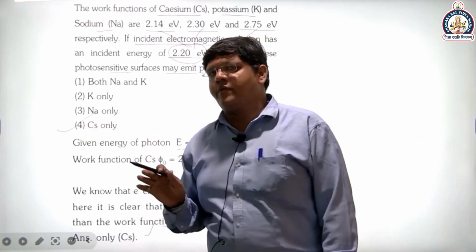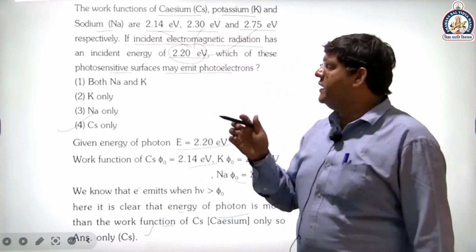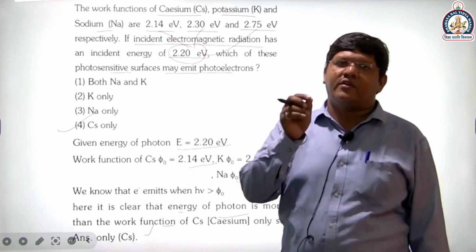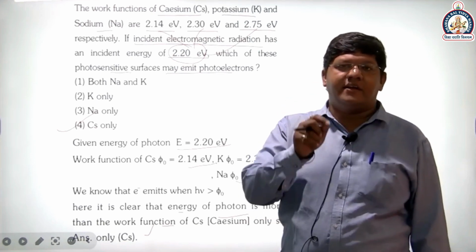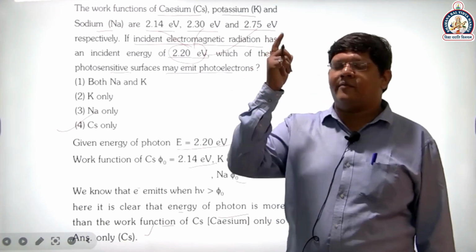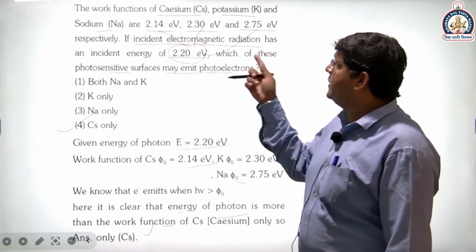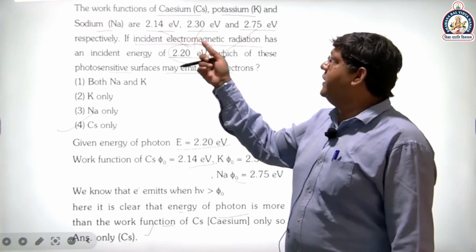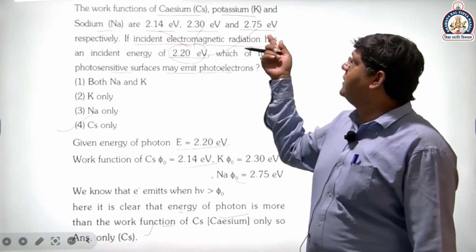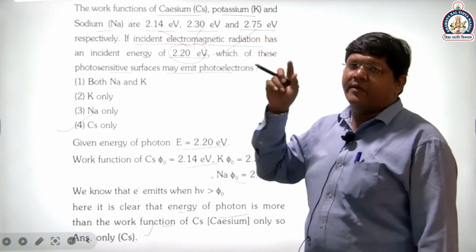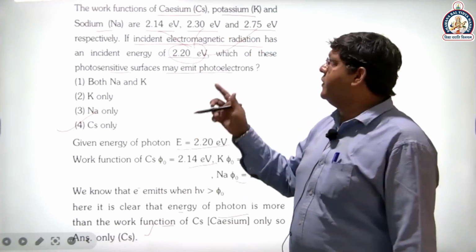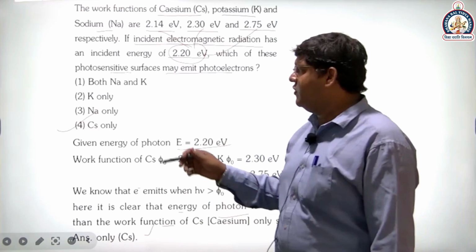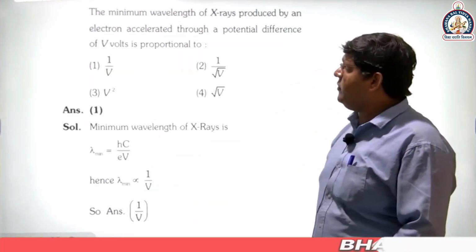In this type of numerical, we just have to see the energy of the photon is greater than the work function of which element. Electrons will be emitted only if the energy of the photon is greater than the particular work function. In this numerical, we see 2.20 is only greater than 2.14. It is less than 2.30. It is less than 2.75. That's why the photon will be unable to emit electrons from these. Okay, the answer is option number 4.